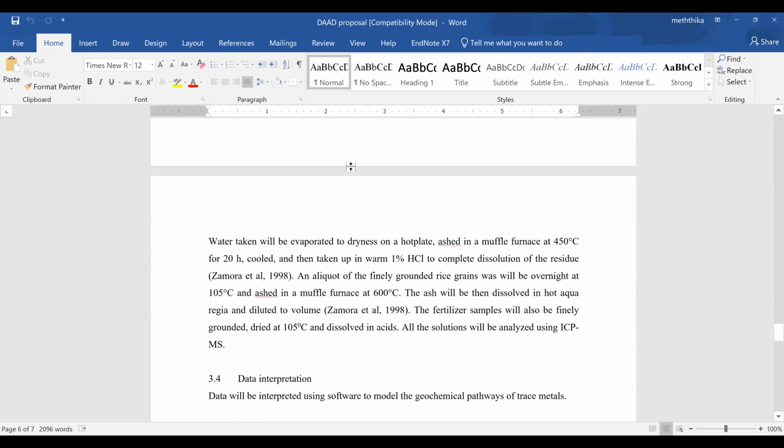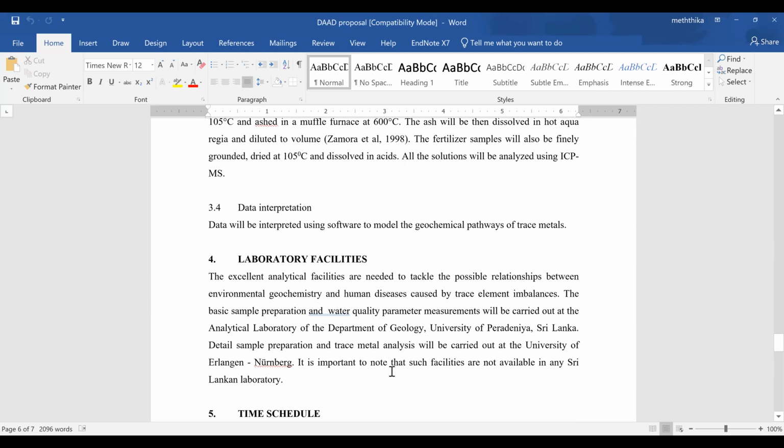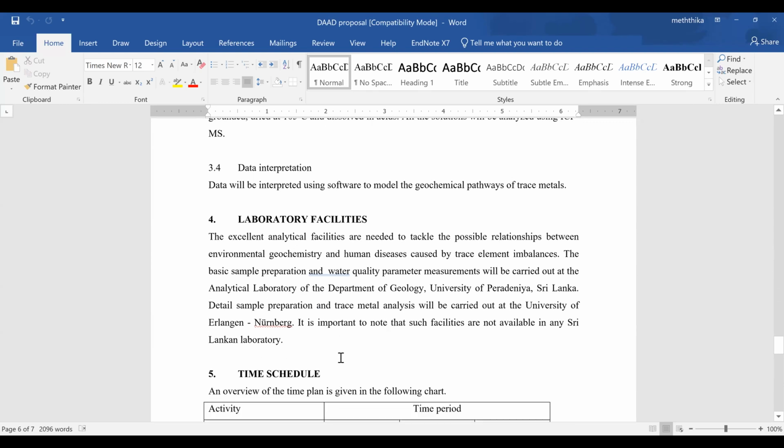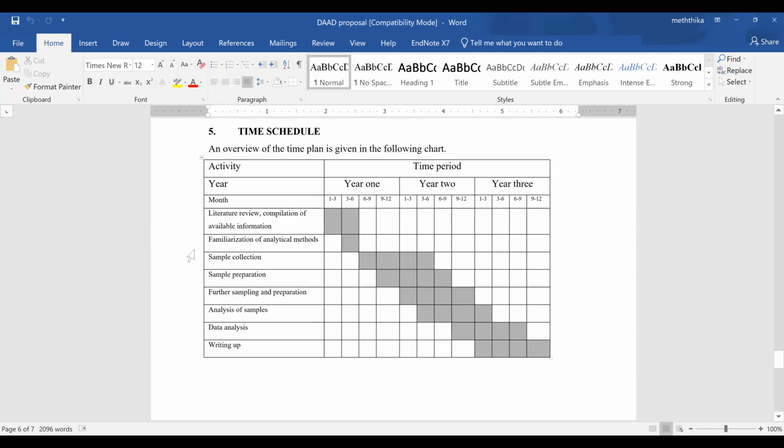Data interpretation, analysis, laboratory facilities available. You are discussing where you are going to study this, either at Peradeniya or somewhere else, and what kind of facilities are available. And then the time schedule, the Gantt chart, is given, divided into 3 years, year 1, year 2, year 3, and like quarterly divided each year.